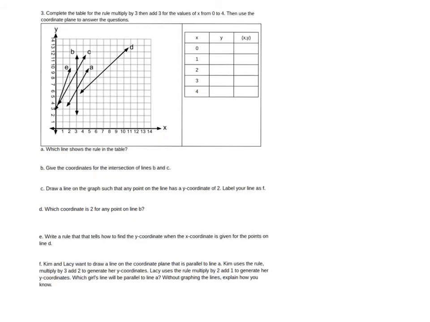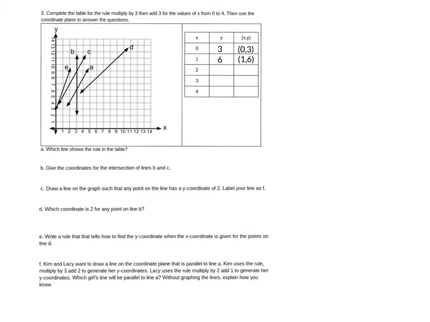The next problem says complete the table for the rule multiply by 3, then add 3 for the values of x from 0 to 4. Then use the coordinate plane to answer the questions. So 0 times 3 is 0, plus 3 is 3, so the first ordered pair is 0, 3. 1 times 3 is 3, and 3 plus 3 is 6. The next ordered pair is 1, 6.